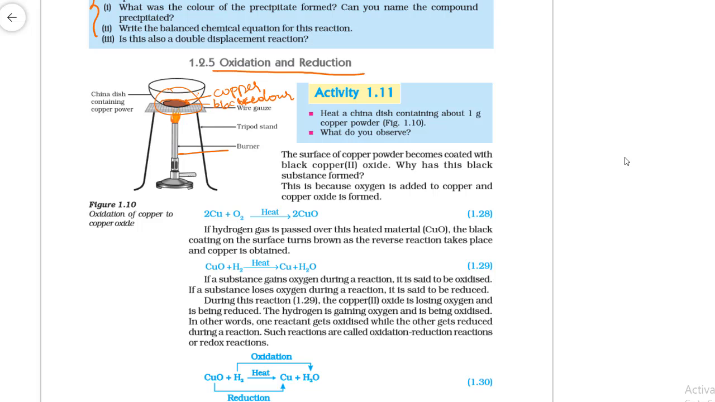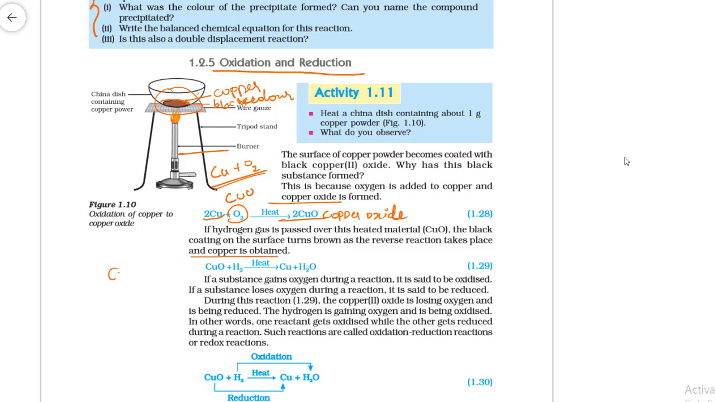So why do you see this black color? Because the copper has reacted with the oxygen, okay, to form what? Copper oxide, CuO. So here they gave that copper reacts with oxygen to form copper oxide. Why does it happen? Because if hydrogen gas is passed over this heated material, the black coating on the surface turns brown as a reverse reaction takes place and the copper is obtained.